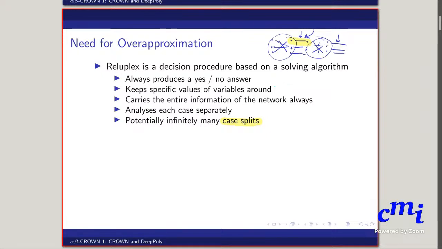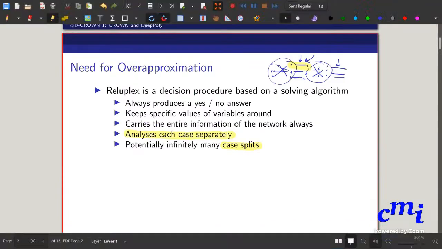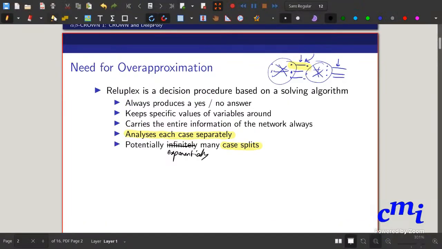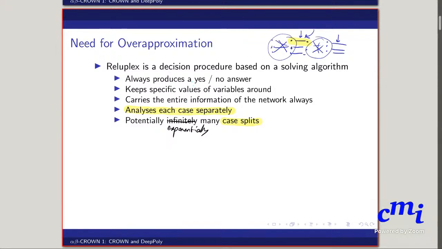And then the worst case scenario for ReluPlex is that each of these cases will have to be analyzed separately. Sorry, it's absolutely not infinitely many, but it's exponentially many case splits that will need to be done, right? So this is the crux of the ReluPlex algorithm.